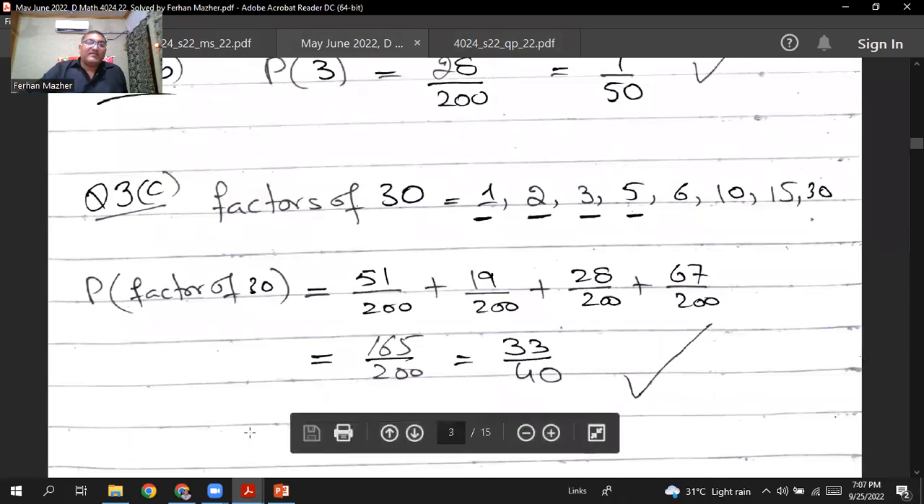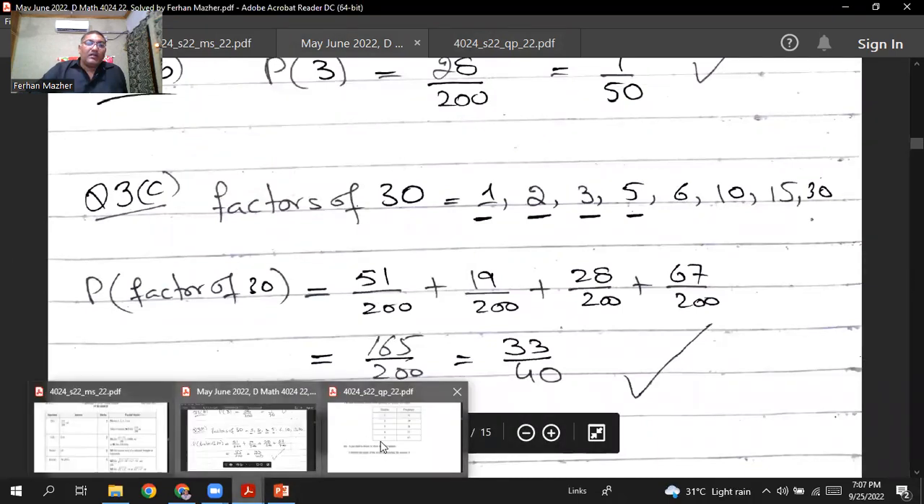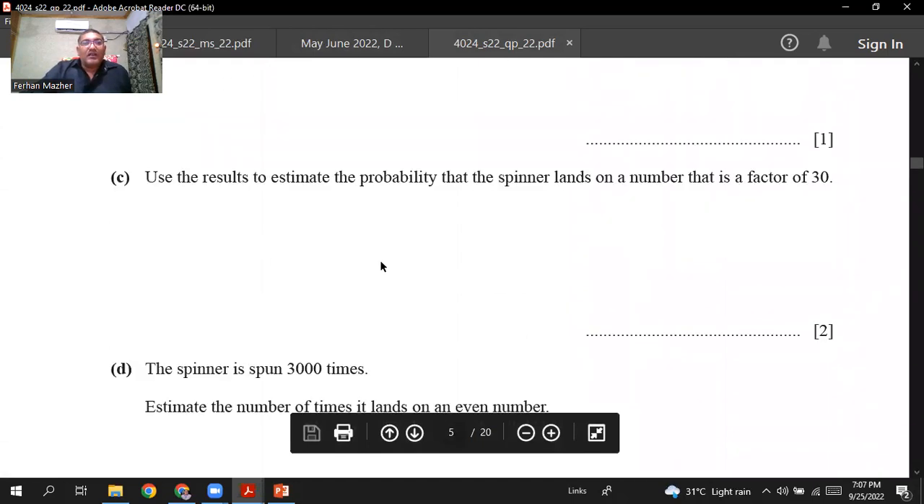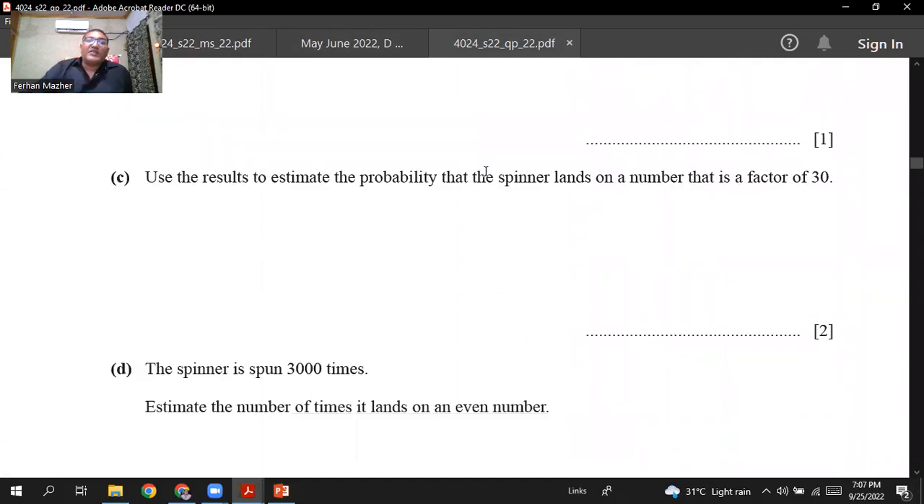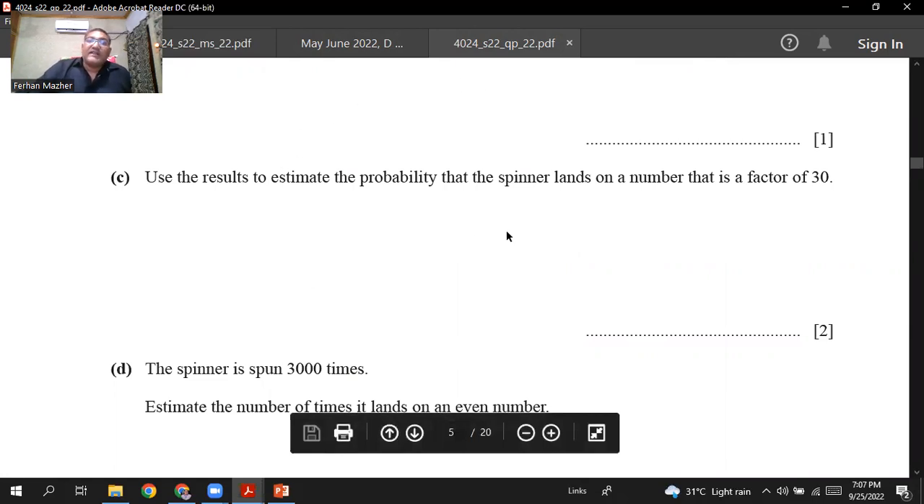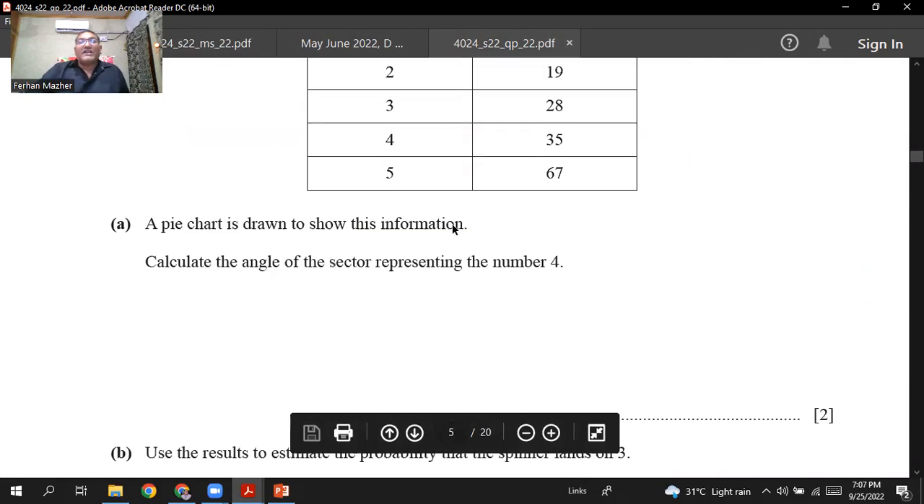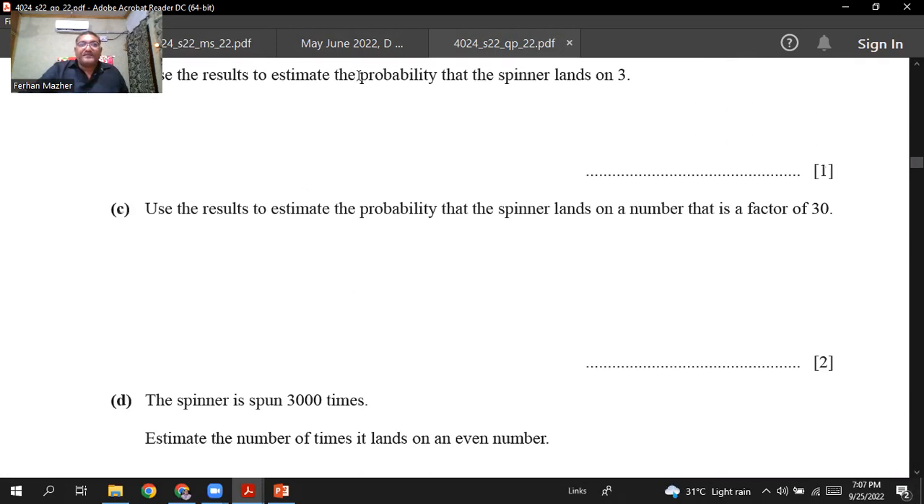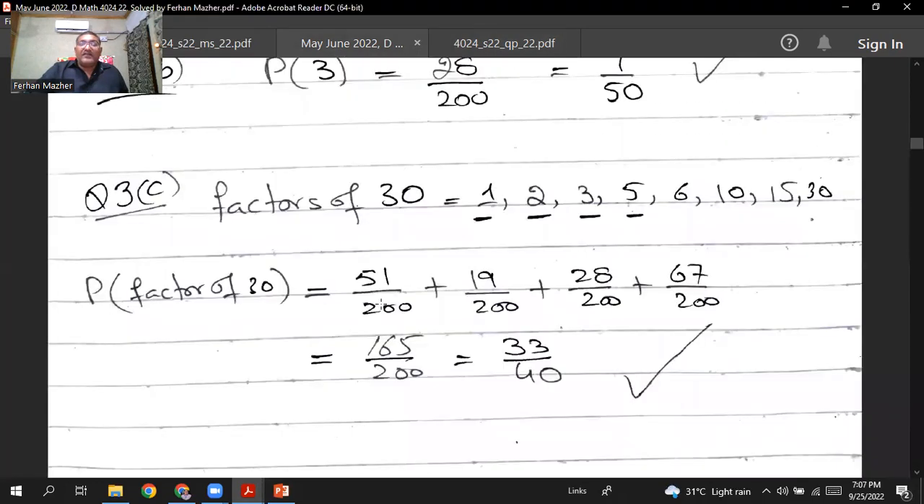I think I missed one question. Let me go back. I think I forgot to do one thing. Okay, sorry. Use the results to estimate the probability that the spinner lands on a number that is a factor of 30. So what are the factors of 30? 1, 2, 3, and 5. So add their frequencies up and divide by the total frequency.